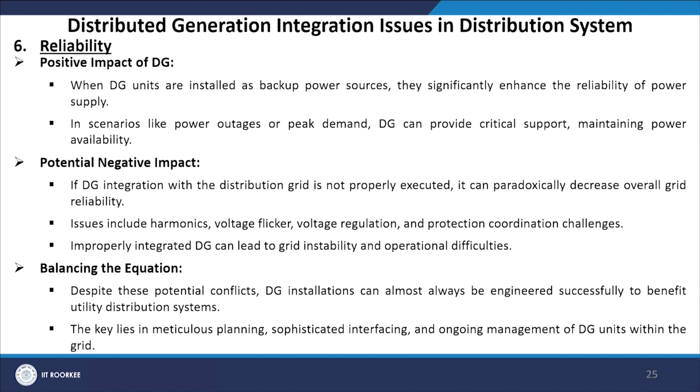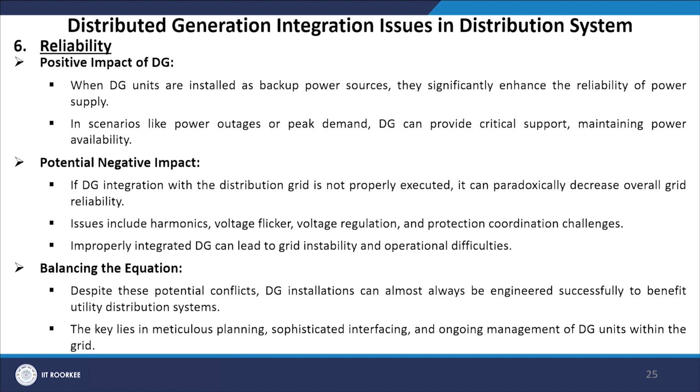Now, there are a few negative impacts also. If DG integration with the distribution grid is not properly executed, it can paradoxically decrease overall grid reliability. Issues include harmonics, voltage flicker, voltage regulation, and protection coordination challenges. Improperly integrated DG can lead to grid instability and operational difficulties. So, there are merits as well as limitations. One needs to be very careful in installing distributed generations in your distribution system.